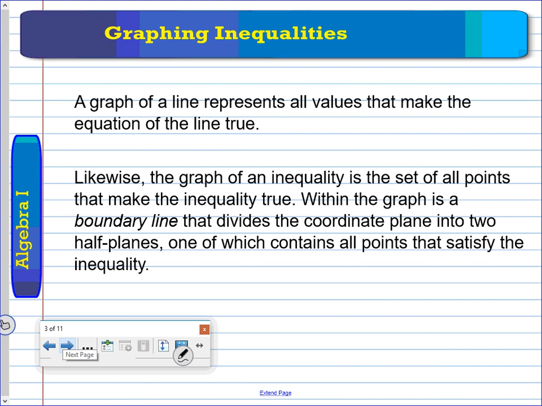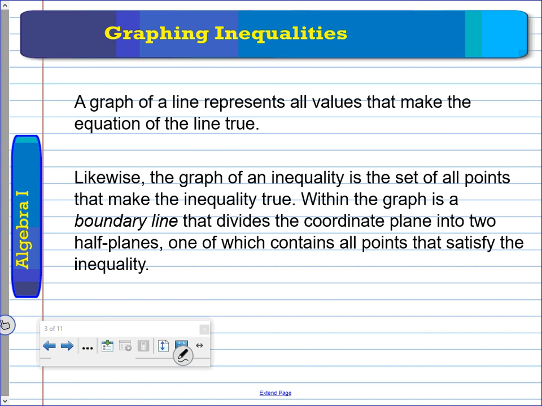The graph of a line represents all values that make the equation of that line true. Every ordered pair on a line that is the graph of a function would make that equation true if we plugged it in. The same is true of an inequality. The graph of an inequality is the set of all points that make the inequality true. Within that graph, and again, we're talking about graphs with 2 variables.